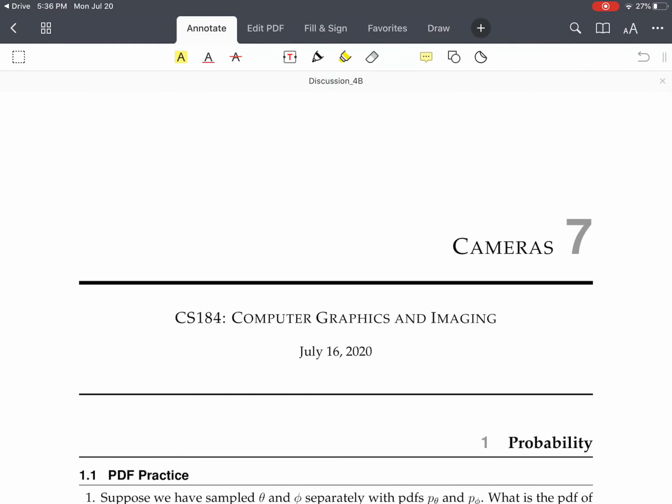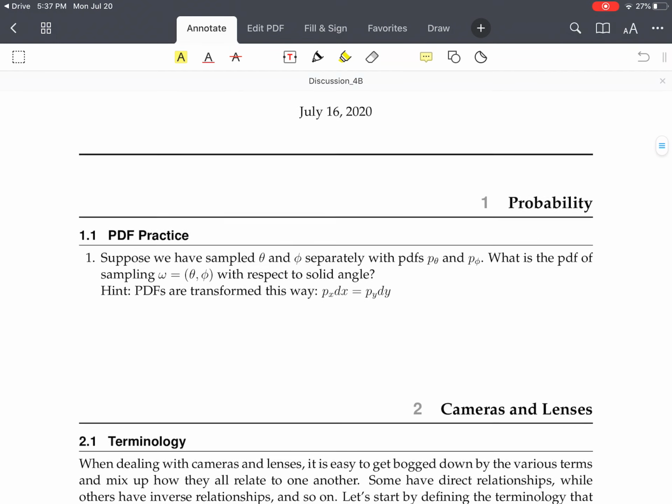Hello everyone, and welcome to another discussion recording for CS184. Today's discussion is going to be about cameras. It's a relatively short one, but pretty useful, so let's get into it.